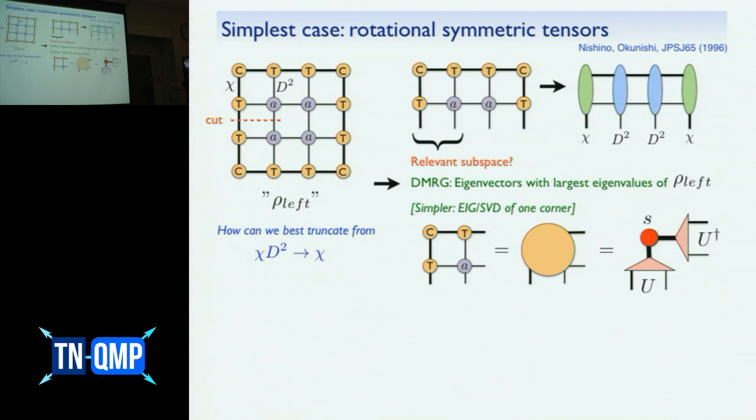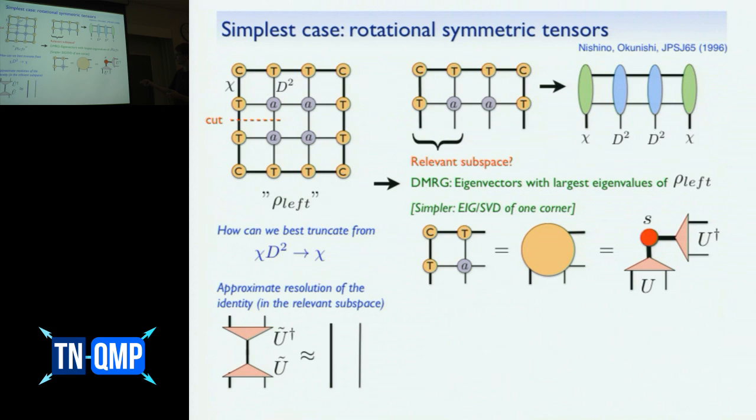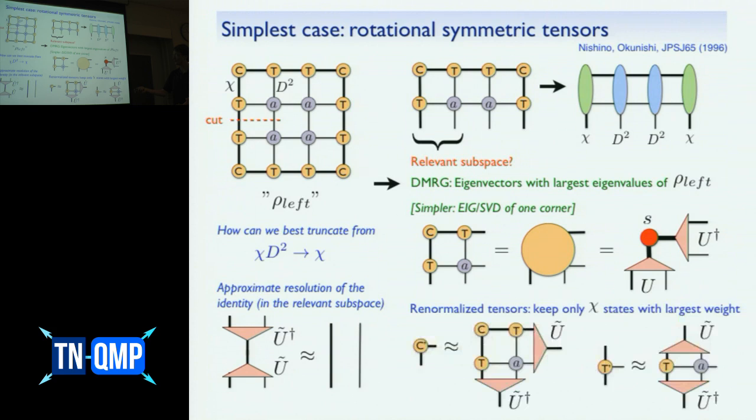So what we can do is multiply all these tensors together, resulting in this tensor here, and then we do an eigenvalue decomposition or an SVD. This gives us this U tensor, this isometry. Then we perform a truncation, so we only keep the states with the largest singular values or eigenvalues, that's this U tilde. If you look at U tilde dagger U tilde, this in the end gives you an approximate resolution of the identity in the relevant subspace. That's the thing you can now introduce into this cut to perform a renormalization. So this U tilde really selects the right relevant states.